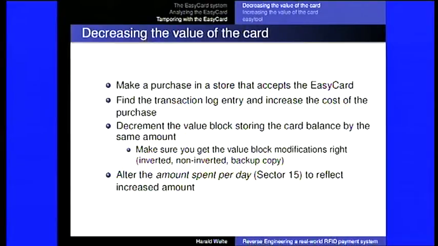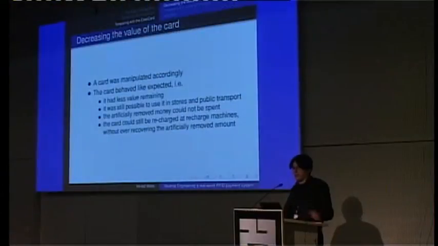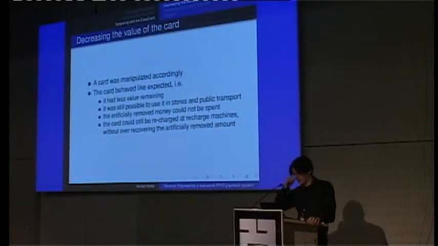Now, manipulating, as I said, decreasing the value is the first attempt we can do. We can do it, and it has been done. Card behaved like expected. So it had less value remaining, not only in Easy Tool, but also when you go to the shop. It was still possible to use it anywhere, in shops and in public transportation. The artificially removed money could not be spent. So when the card reached 0, you could not spend any more money, meaning that the value stored on the card is really the value that the system respects, not some value in the backend.